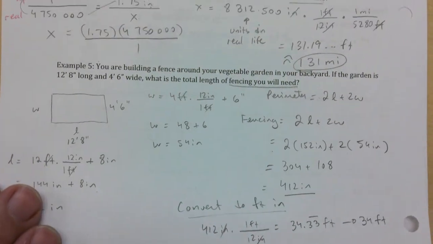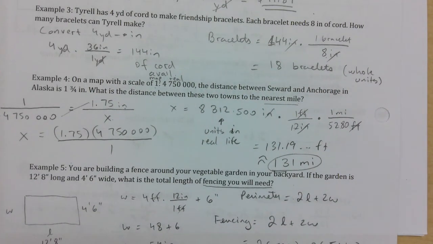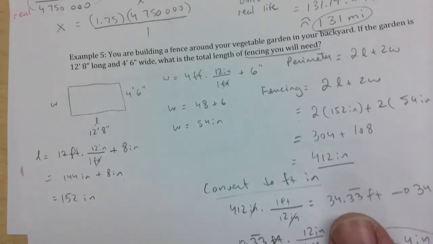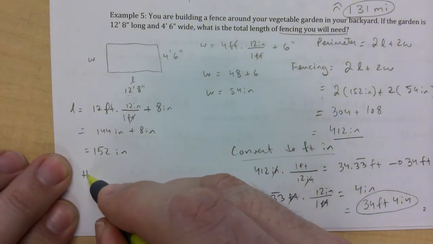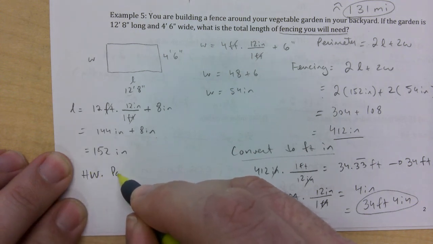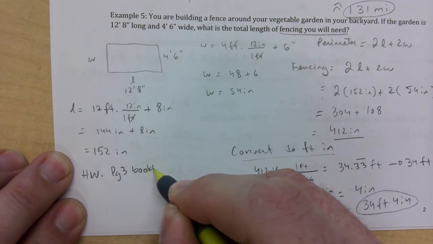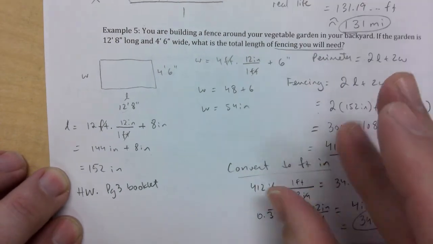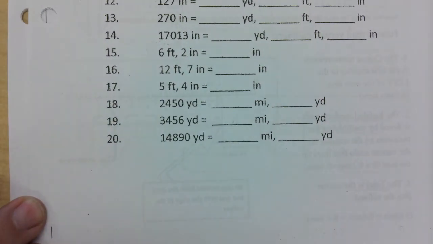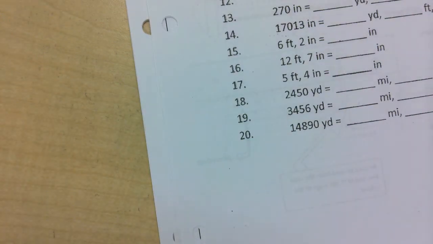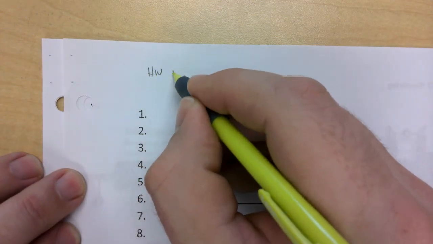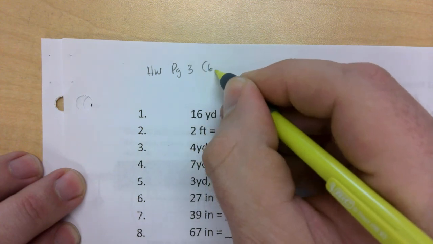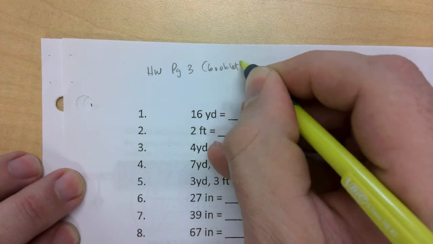37 minutes, not bad. Now what I want you to do is, let me just get my setup here. Here's the homework. You're going to do page 3 in booklet. In this booklet, it looks like this. I want you to do all those conversions there. Maybe I'll write it down up here. Why not? The homework, page 3 in booklet that I gave you.